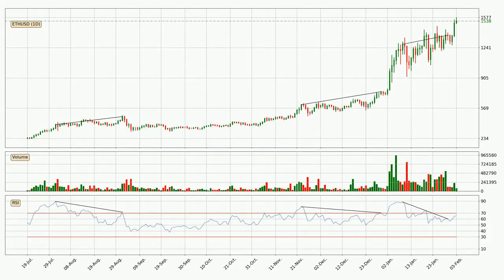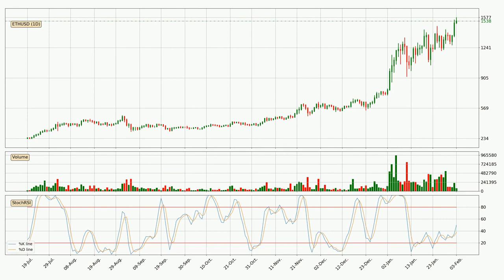Looking for divergence in the daily time frame, unexpectedly, the price went up, despite the bearish divergence. Looking at the daily stochastic RSI, the stochastic RSI currently shows no overbought or oversold conditions, but because the %K line is over the %D line, we can deduce that the trend is currently on the up.